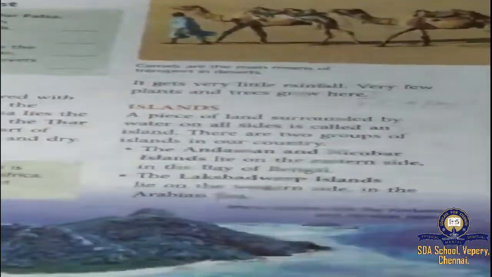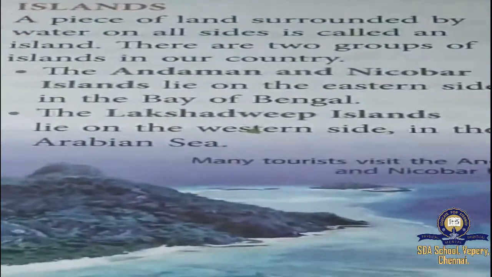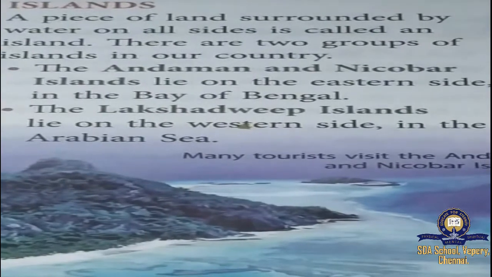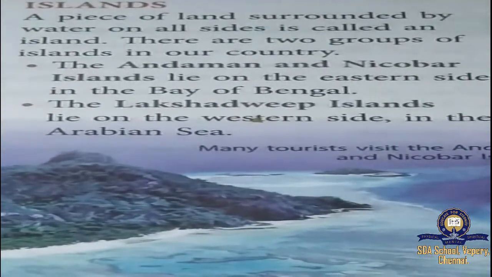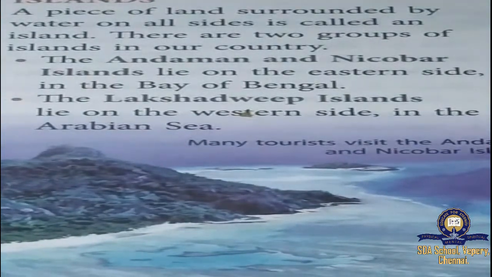Moving on to the islands. What is an island? An island is a piece of land surrounded by water on all sides. A piece of land surrounded by water on all sides is called an island.